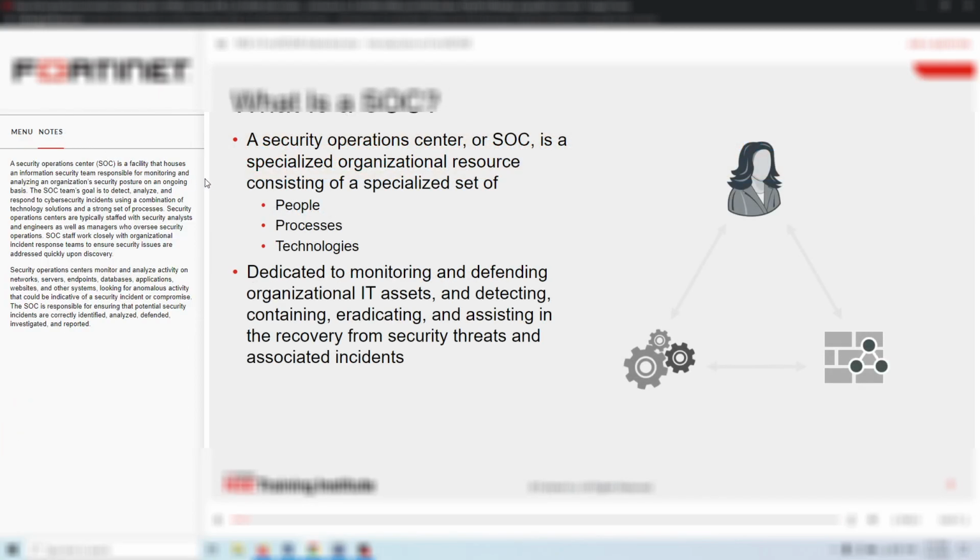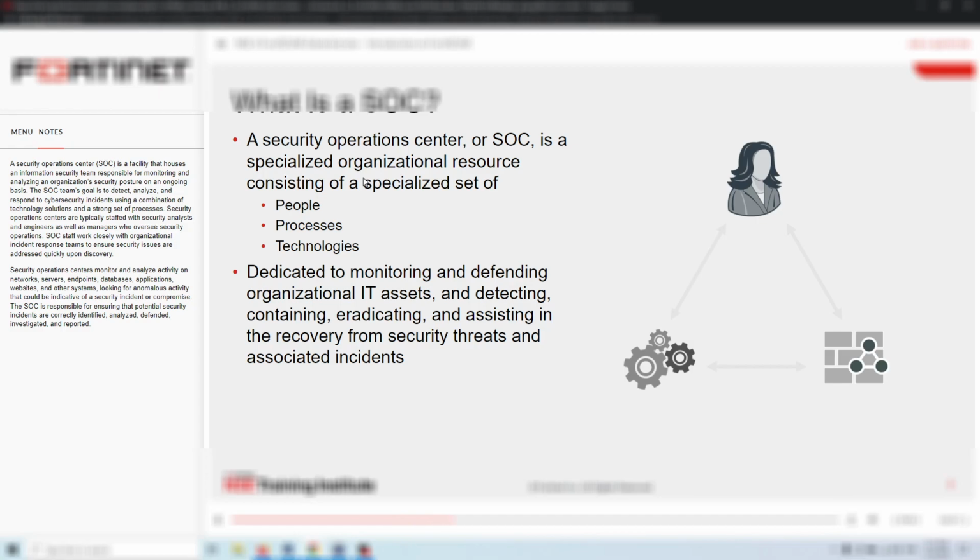A Security Operations Center, SOC, is a facility that houses an information security team responsible for monitoring and analyzing an organization's security posture on an ongoing basis. The SOC team's goal is to detect, analyze, and respond to cybersecurity incidents using a combination of technology solutions and a strong set of processes.